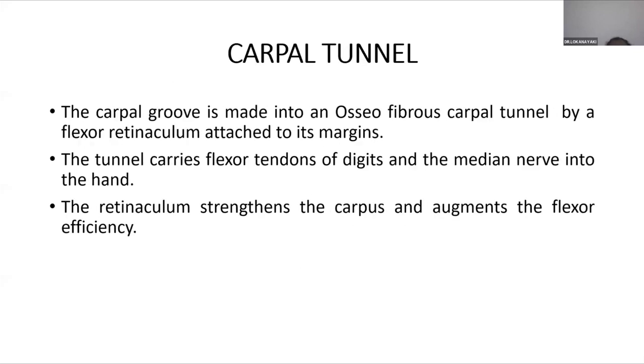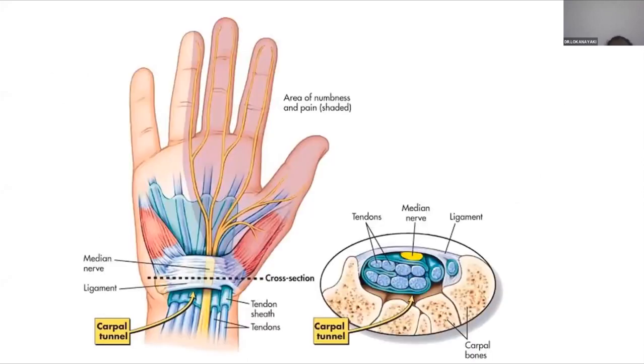Coming to the carpal tunnel, how is it formed? By means of the overlying fibrous flexor retinaculum. Underneath this arch of the flexor retinaculum pass all the flexor tendons of the digits, and over these flexor tendons passes the median nerve, the hero of this carpal tunnel. The main function is to strengthen the carpus and to augment flexion mobility over the wrist.